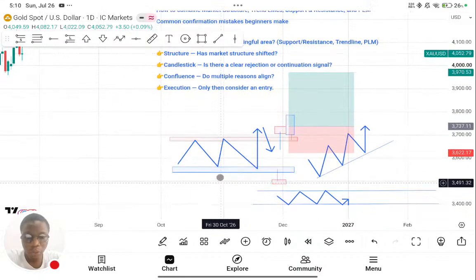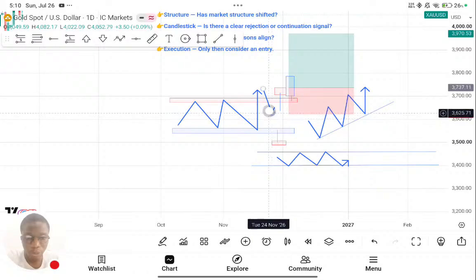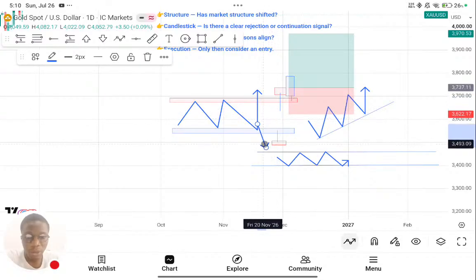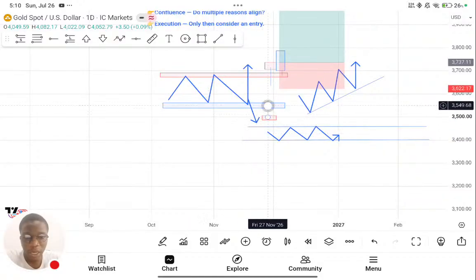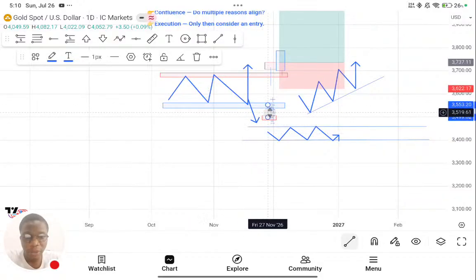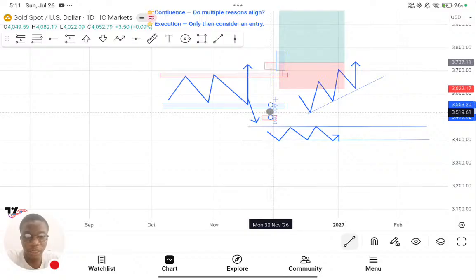So also for a support that has been broken, right? You hold on and be patient and wait for price to come to that level. So this guy here is one confirmation I use.